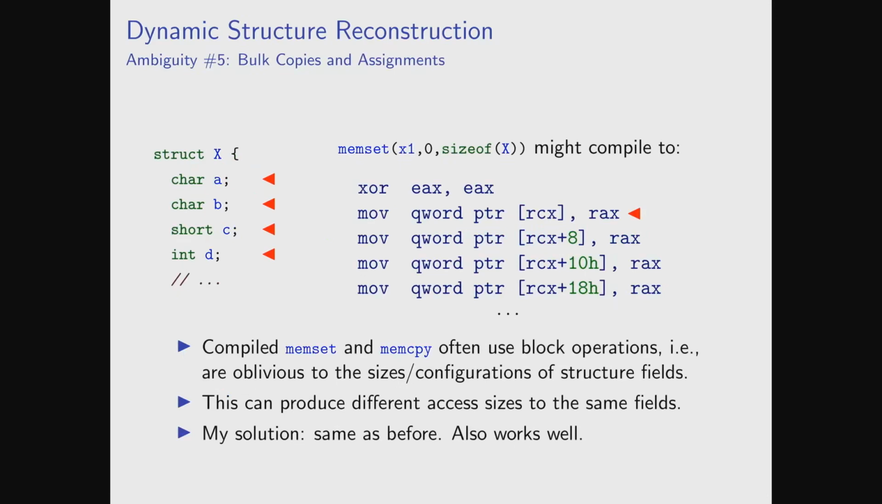Another source of imprecision is bulk copies and assignment, things like memset and memcpy. So off to the left, we see a structure with a fairly intricate configuration of fields. Within the first 8 bytes, there are 2 8-bit fields, 1 16-bit field, and then a 32-bit field. And with memset, if we set this structure to 0, the code that might be generated simply overwrites 64 bits at a time of zeros, oblivious to whatever the layout of the structure is, just writing bulk data.